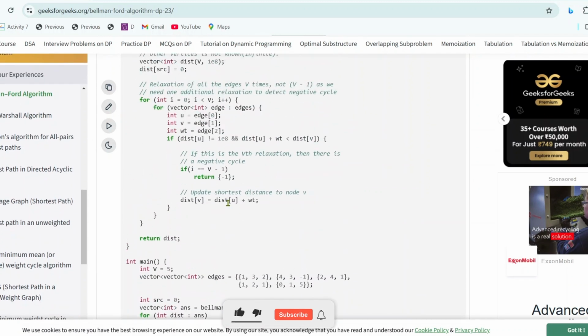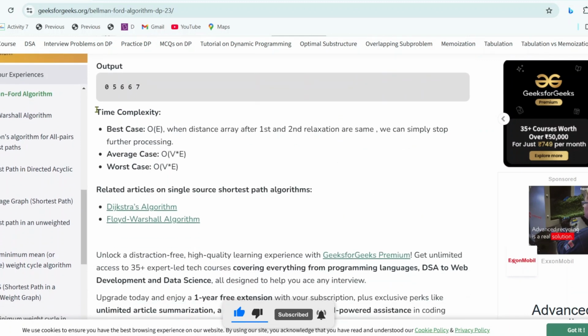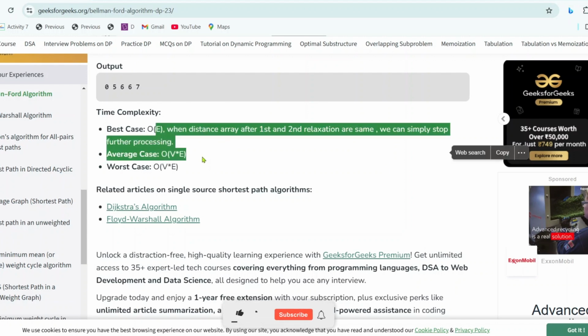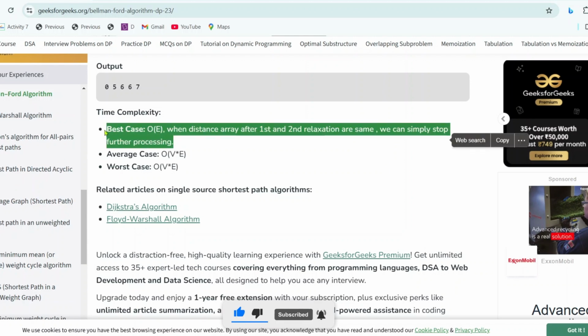Initially, and then time complexities. In the best case, the time complexity is big O of E. Here, E means total number of edges in the given graph. This happens when the distance array after the first and the second relaxations are the same. Relaxations means total number of iterations. We can simply stop further processing. It is in the best case.